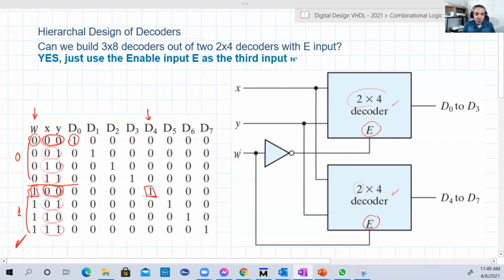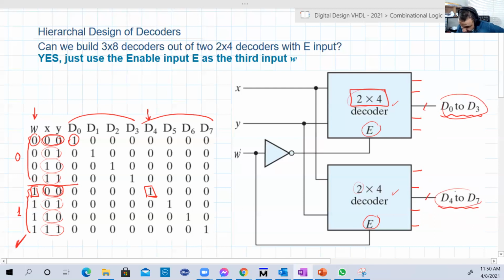So what we're gonna do is the following. We're gonna get the first 4 outputs, D0 to D3, out of the first 2 by 4 decoder, and the second 4 outputs, D4 to D7, out of the second 2 by 4 decoder. Each decoder has 4 outputs, because it's 2 by 4. So the line written in front of it, D0 to D3 or D4 to D7, is actually 4 wires.